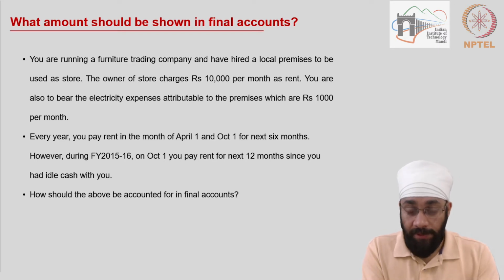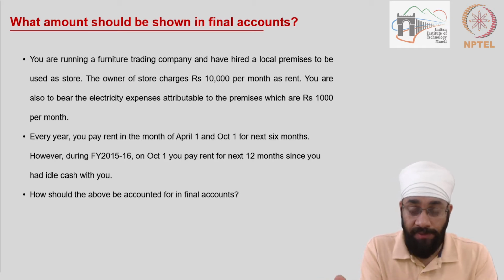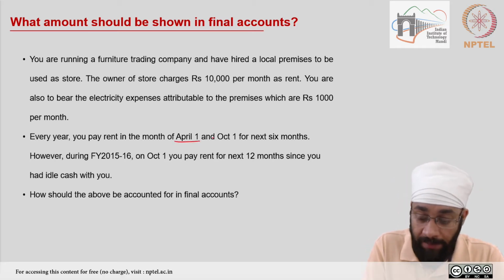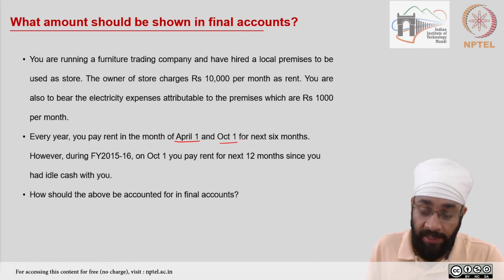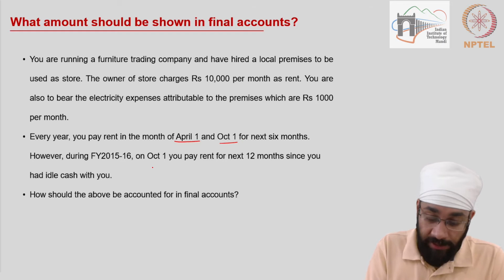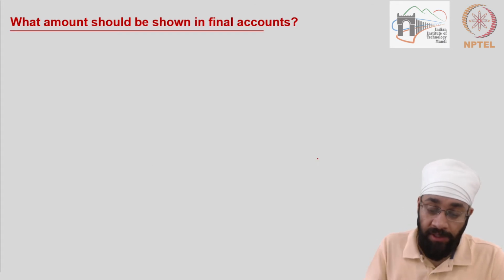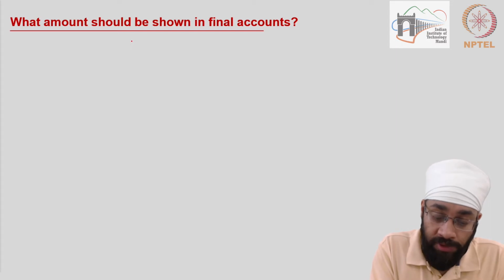So same setup, we have the store and you pay 10,000 a month for that financial year. Again, payment terms are the same. You pay on April 1st and October 1st for the next 6 months. The only thing which is different is that you pay additional rent. Again, let me draw the timeline to help you think through this better.